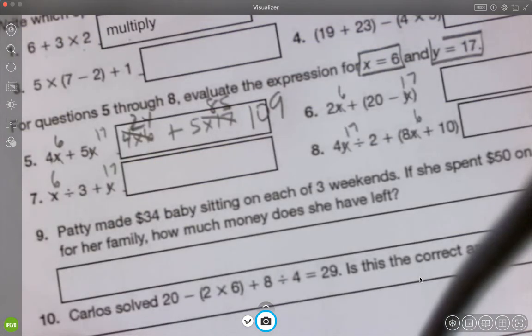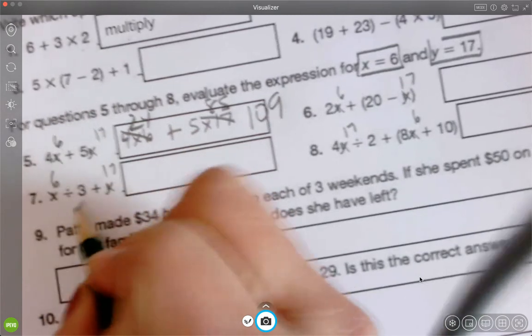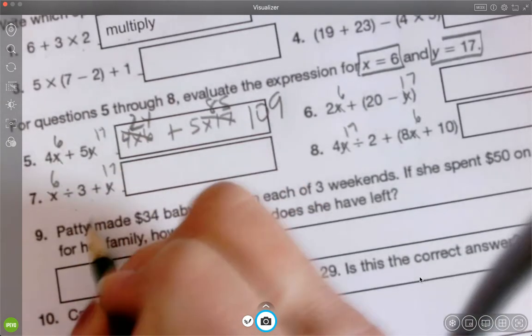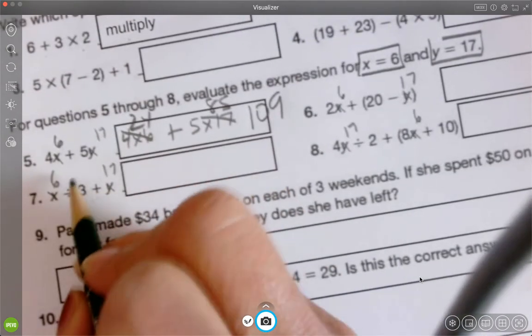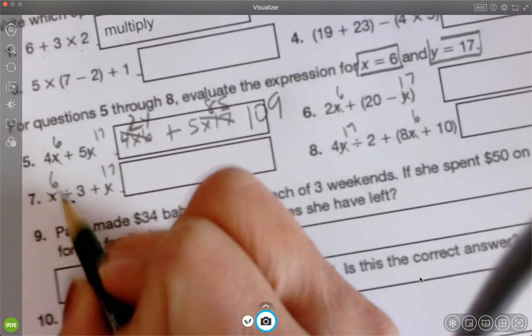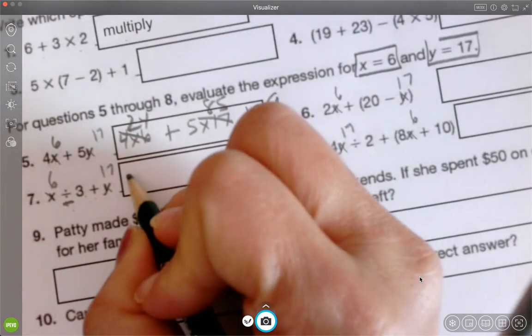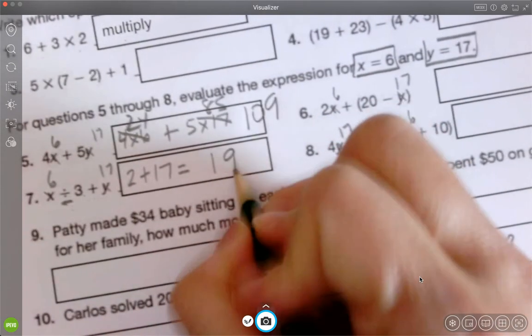I'm going to do one more of those with you. Again, I've got 6 divided by 3 plus 17. Well, what am I going to do first here? Am I going to divide or add? Well, I know because of my order of operations, I'm going to divide. And this one, I don't need to use a calculator because I know 6 divided by 3 is 2, and 2 plus 17 is equal to 19.